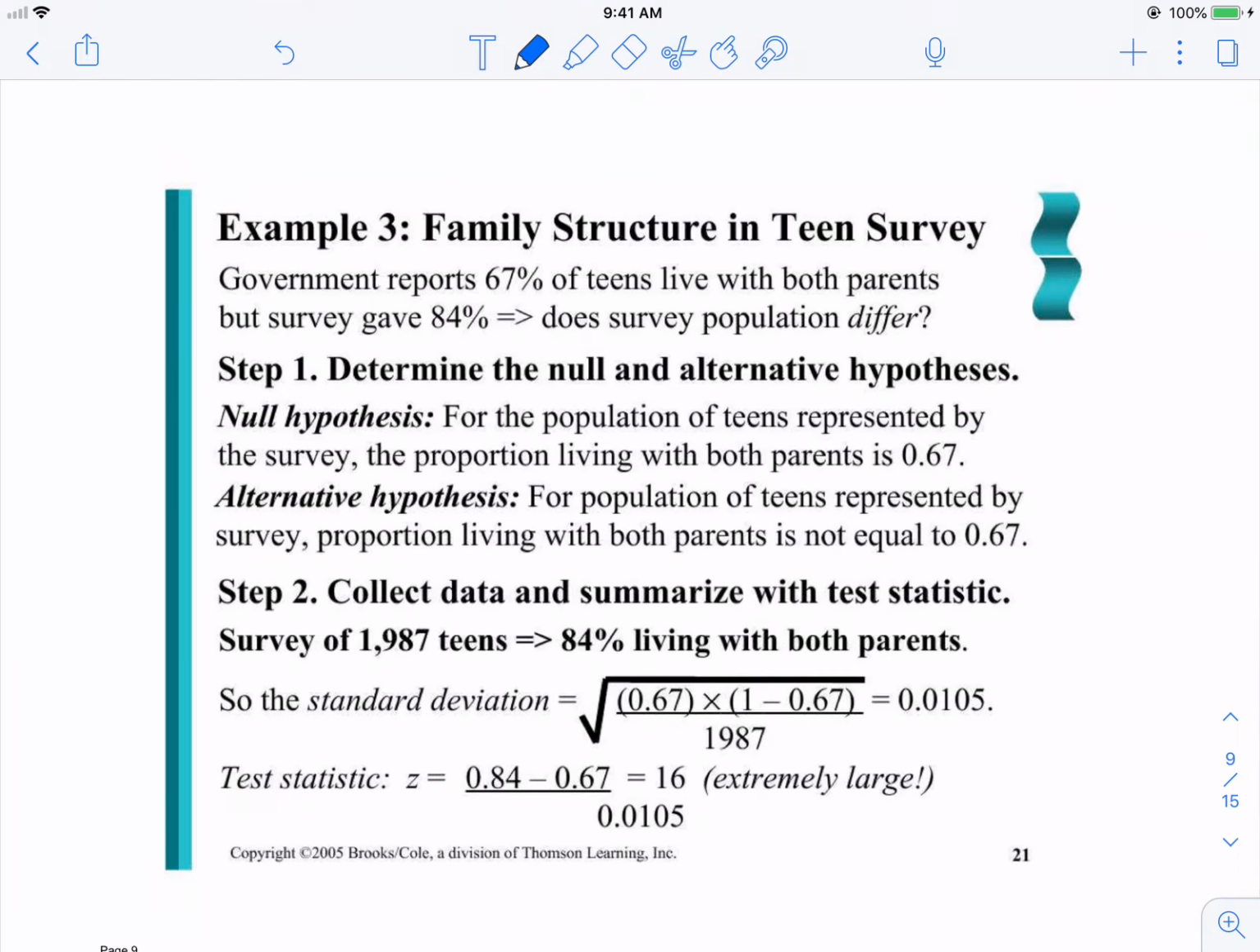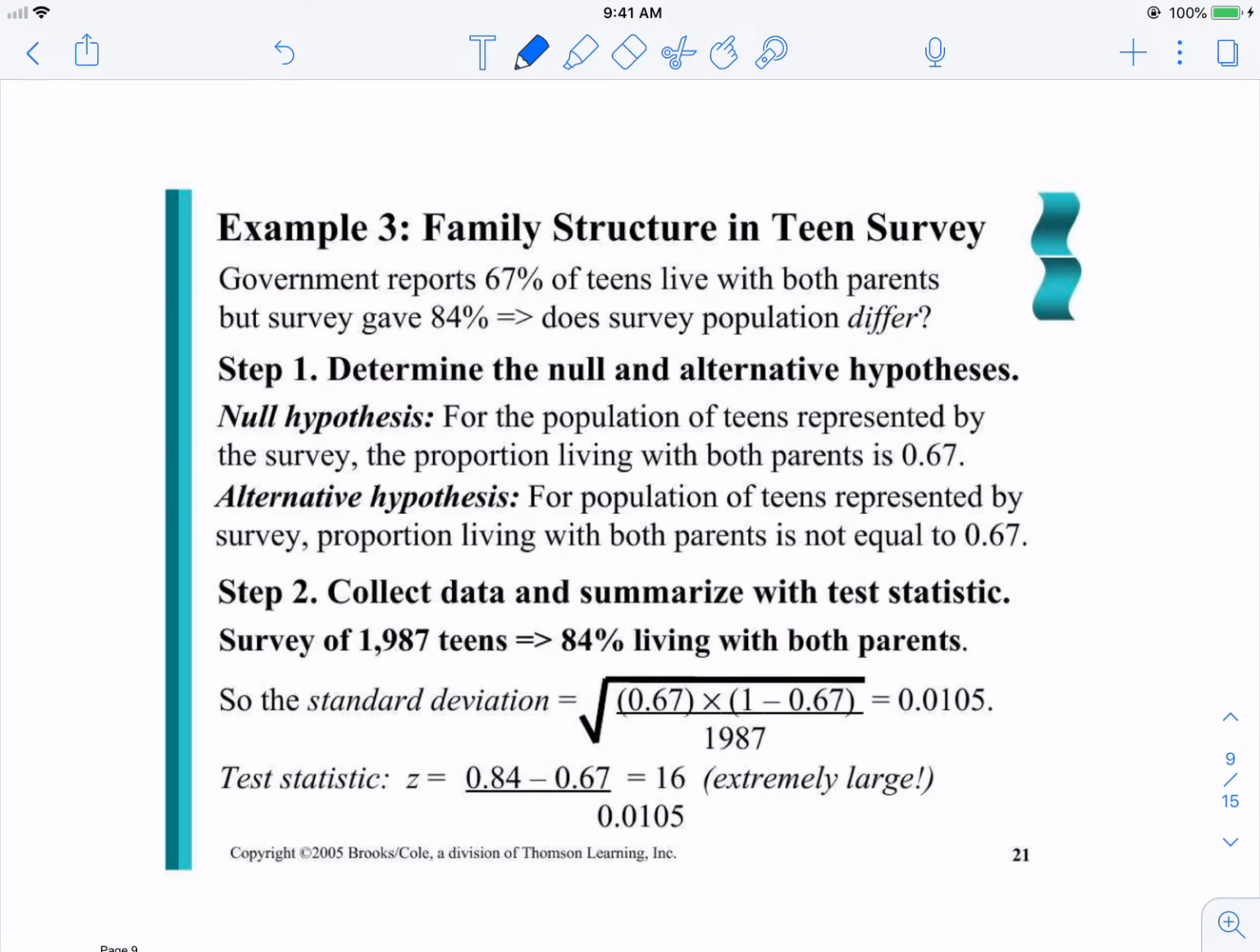Let's look at another example here. There's a government report that says 67% of teens live with both parents, but a survey was done and it said that 84% of teens lived with both parents. Now these are significantly apart from each other. We want to know if that survey population is maybe different than what this government report was saying. So we're going to go with the government report as our null hypothesis, our accepted population value.